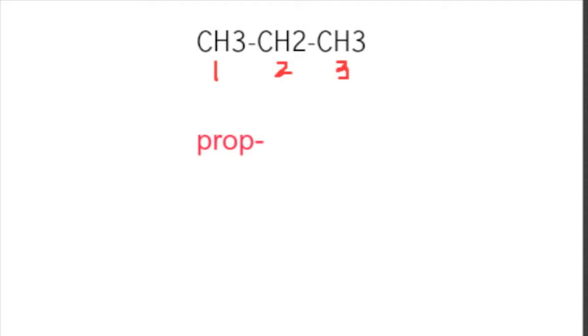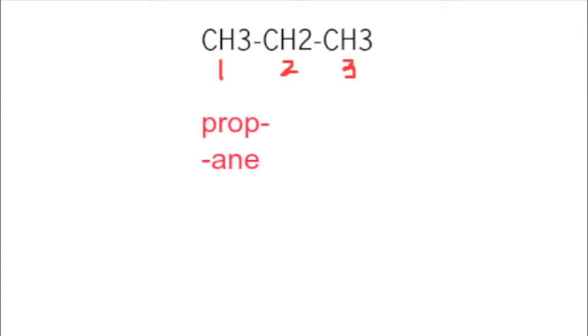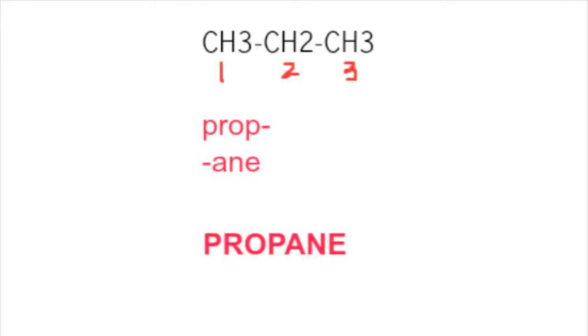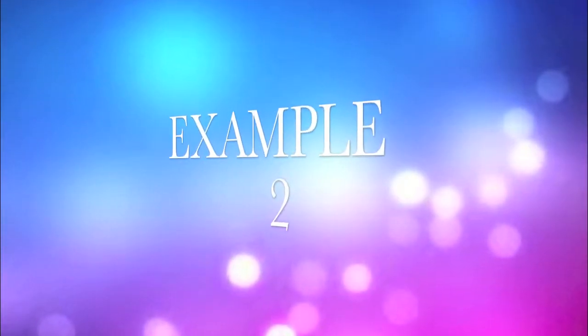And also, as you can see, between the carbons there are only single bonds. So, it's an alkane. So, you already have the prefix prop, because there are 3 carbons, and the suffix -ane, because it's an alkane, due to the single bonds. Therefore, its name is, correct, propane. Example 2.